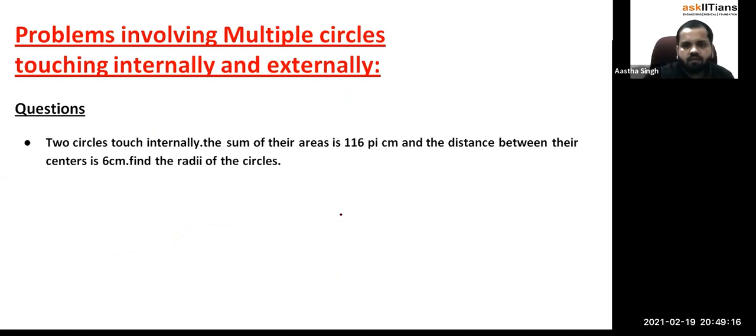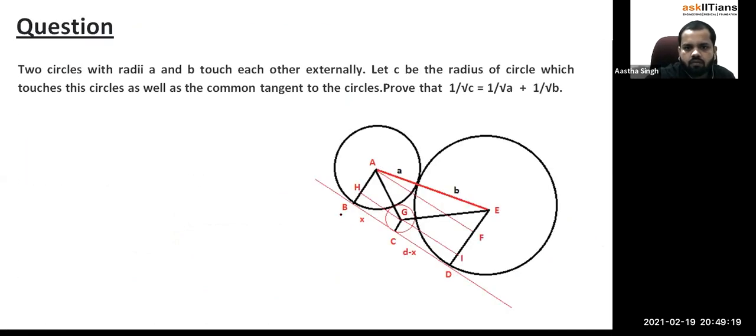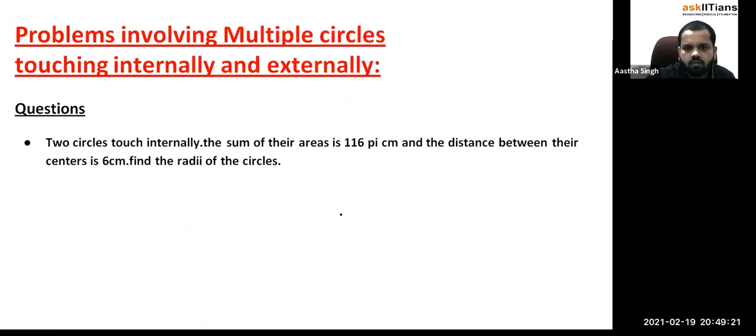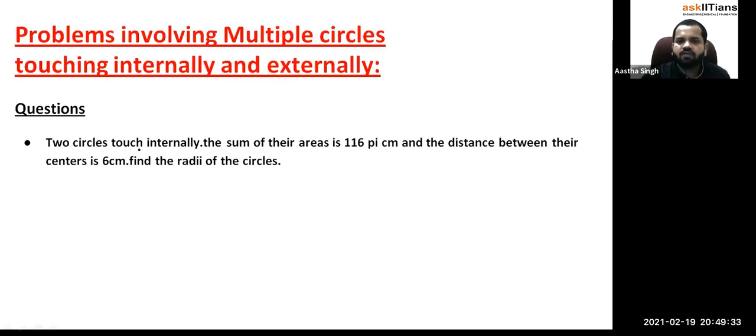So, problems involving multiple circles touching internally and externally, right? Multiple problems. The first question is: two circles touch internally, the sum of their areas is given as 116π, and the distance between their centers is 5 centimeters.